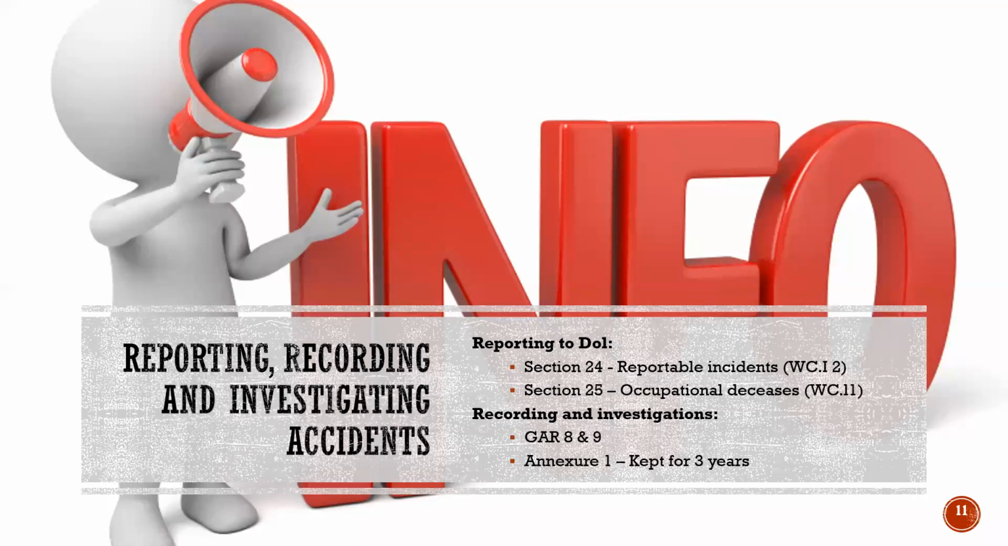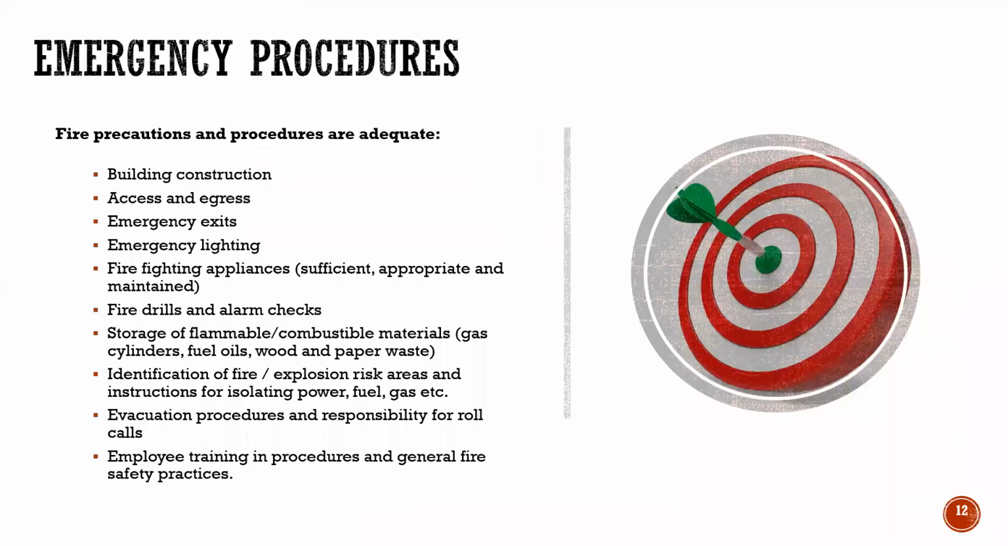Now, according to Section 24 of the Act, as well as Section 25 of the Occupational Health and Safety Act, there are certain reportable incidents as well as reportable occupational diseases that must be reported, as well as the recording. So you have recording and reporting of incidents and accidents, and these documents should also be kept in your health and safety file. You will have documents on emergency procedures.